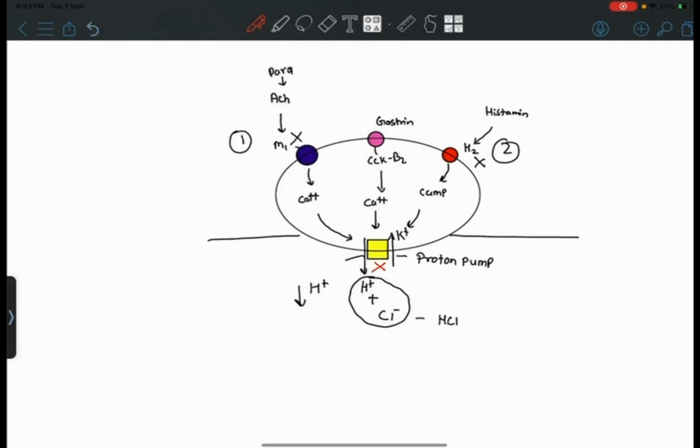The first category, which is anticholinergics, we have pirenzepine, then we have propantheline, then again we have telenzepine. So these are the drugs which will work by the mechanism of anticholinergic.